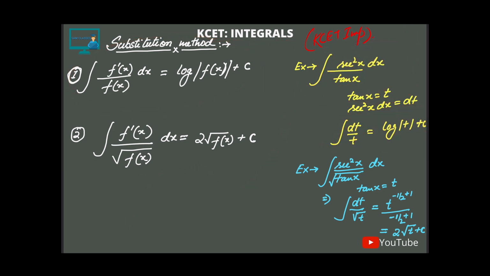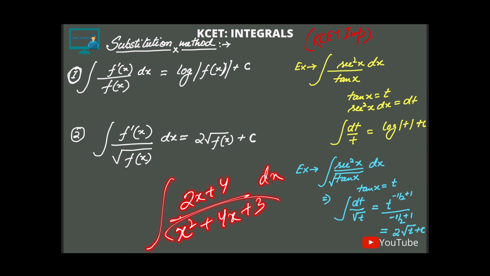So a lot of questions, even polynomial functions, are very similar to this, like integration of, here we have 2x plus 4, and here we have, let's say, x square plus 4x plus 3. So directly the moment you take this as t, this whole thing becomes dt.